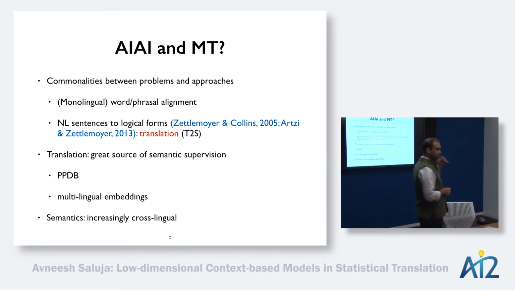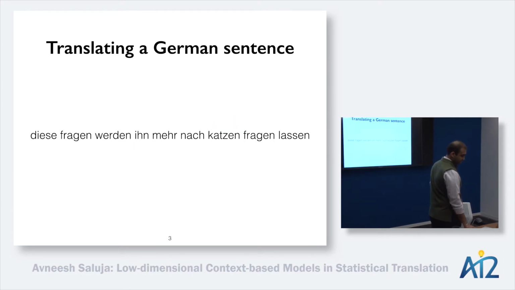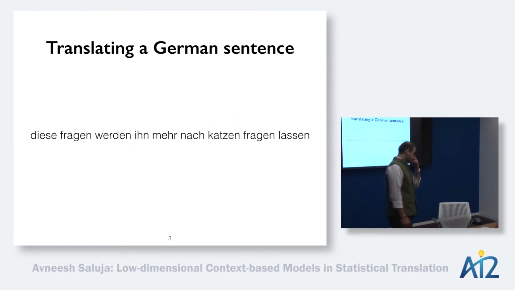Throughout this talk, I'm also going to touch upon a few applications that I think may be relevant to you here at AI2. So, all right, without further ado, I'd like to dive in a little bit and motivate why we need low-dimensional context-dependent models. Firstly, why we need context-dependent models in translation, and secondly, why we would like to reason about them in a lower dimensional space.